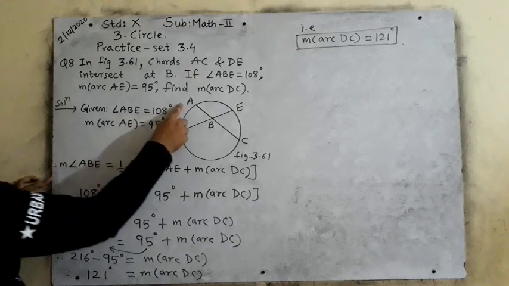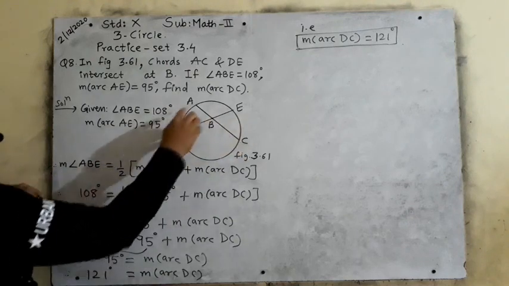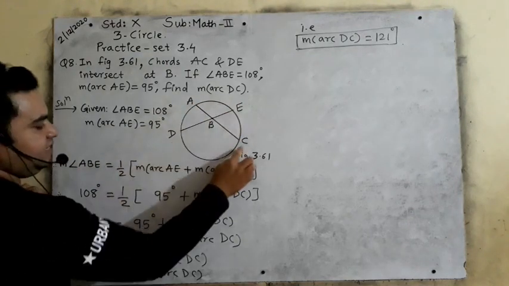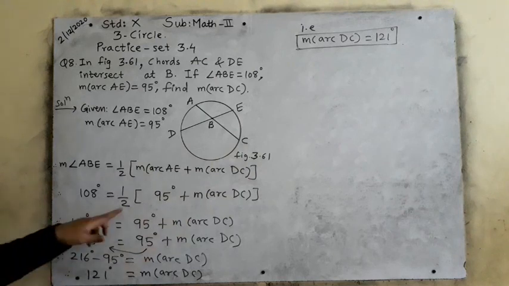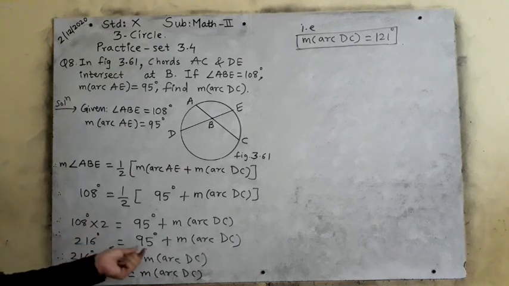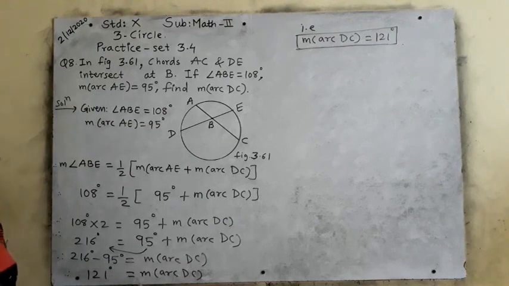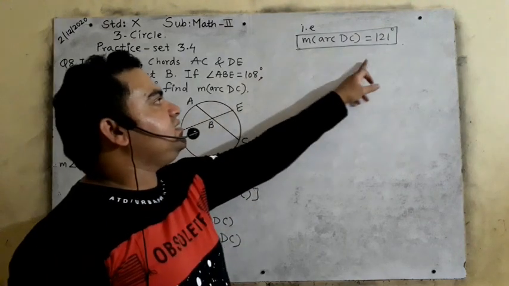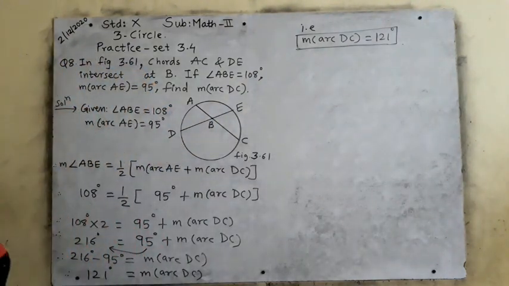So we will write angle ABE is equal to half of major arc AE plus DC. We will put in the values, then this 2 will come to the left-hand side and multiply, so the answer will be 216 degrees. Then 95 will come here and subtract, so the answer will be 121 degrees. We will write that major arc DC is equal to 121 degrees.